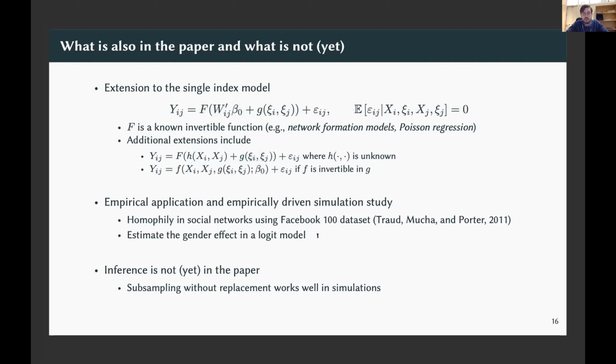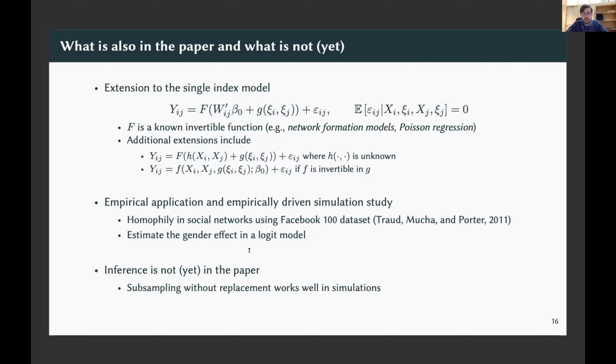I also have an empirical application, an empirically driven simulation study in which I study homophily effects in social networks using the famous Facebook 100 dataset. Especially, it's going to be gender effects in a logit model. So it's clearly a nonlinear and heteroscedastic model, which I also estimate. So I guess that's pretty much it.